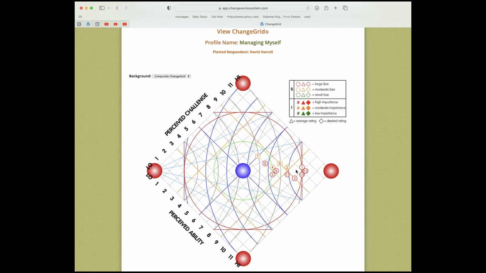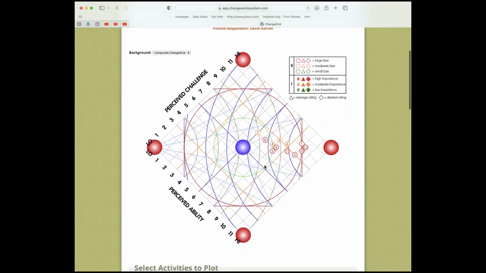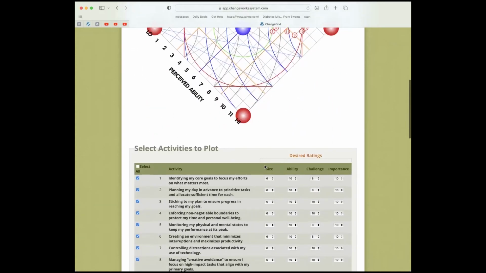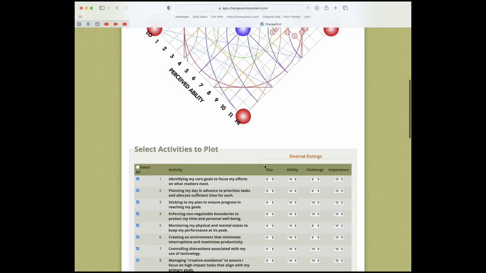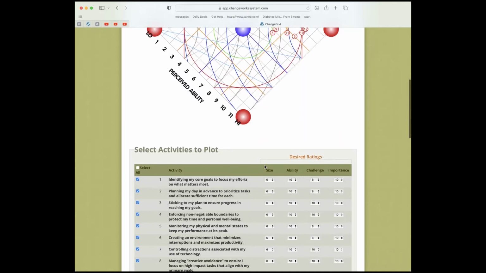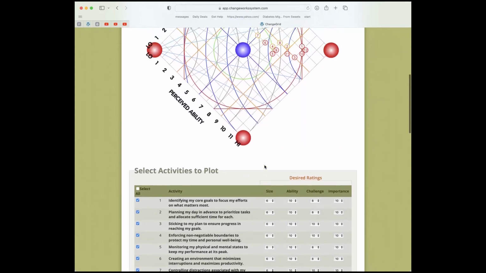And so I can tell you which voices in David's head are speaking more strongly, like 1, 10, and 12. You've got to believe, okay, he's an amiable, driven driver about those things. That's a very different tone than activity number 6, which is going to be more of an expressive, amiable driver. An expressive, amiable, creating an environment that minimizes interruptions and maximizes productivity.